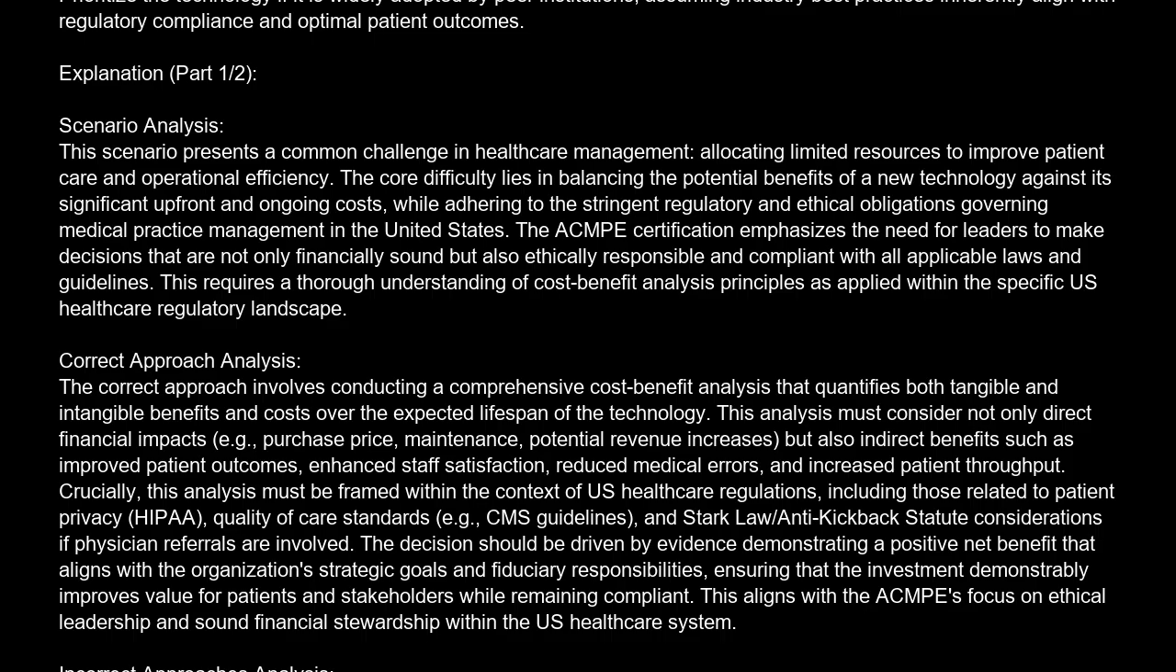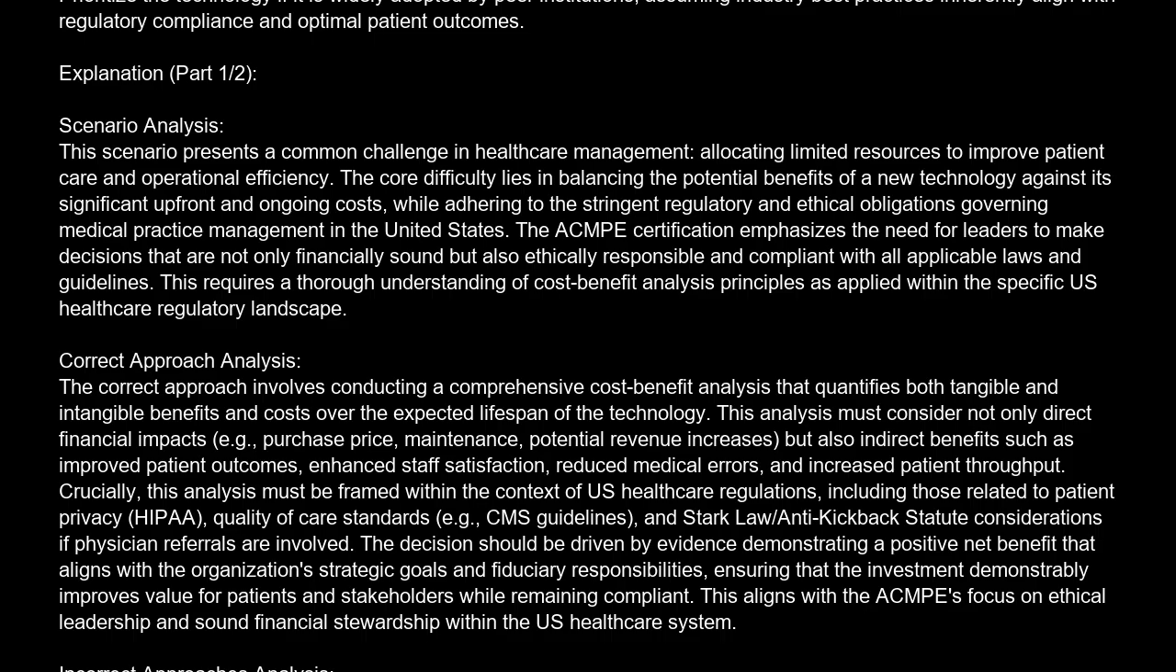The ACMPE certification emphasizes the need for leaders to make decisions that are not only financially sound, but also ethically responsible and compliant with all applicable laws and guidelines. This requires a thorough understanding of cost-benefit analysis principles, as applied within the specific U.S. healthcare regulatory landscape. Correct approach analysis.